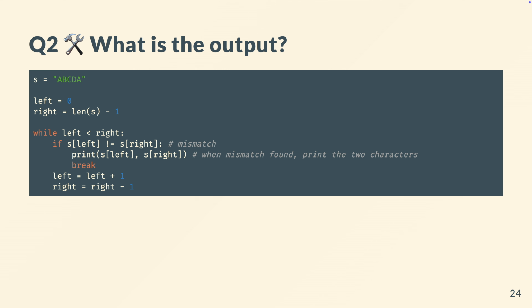Now, question 2. The string is ABCDA. The code is different from previous. Inside the if statement, when mismatch found, print the 2 characters. What is the output of the code? Pause the video and trace left and right step by step.